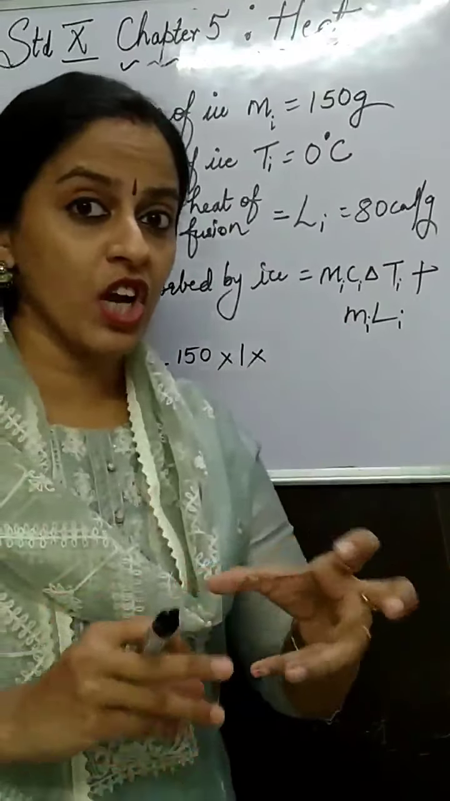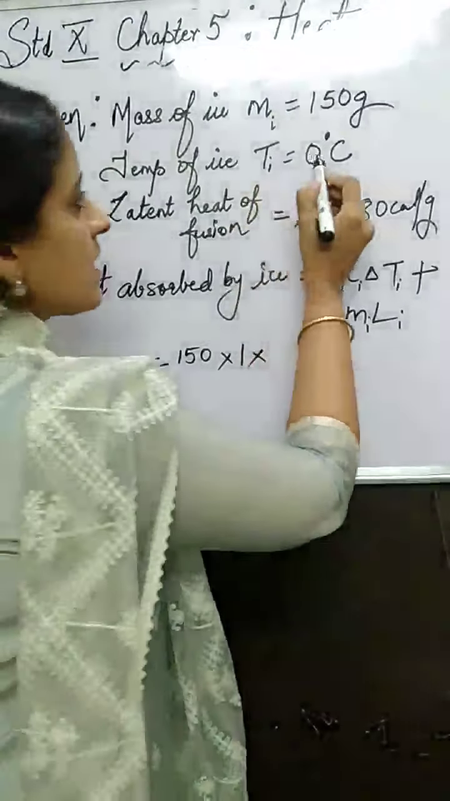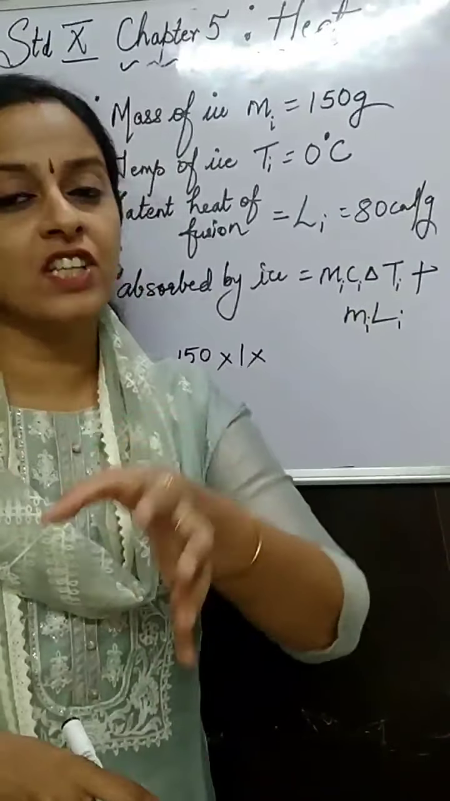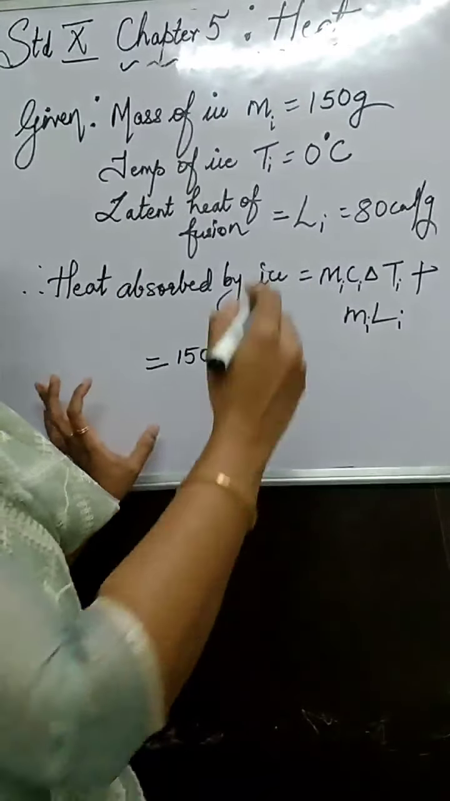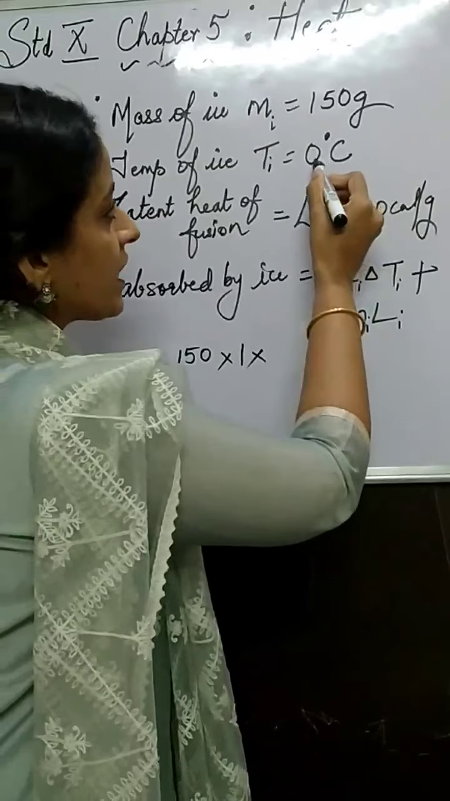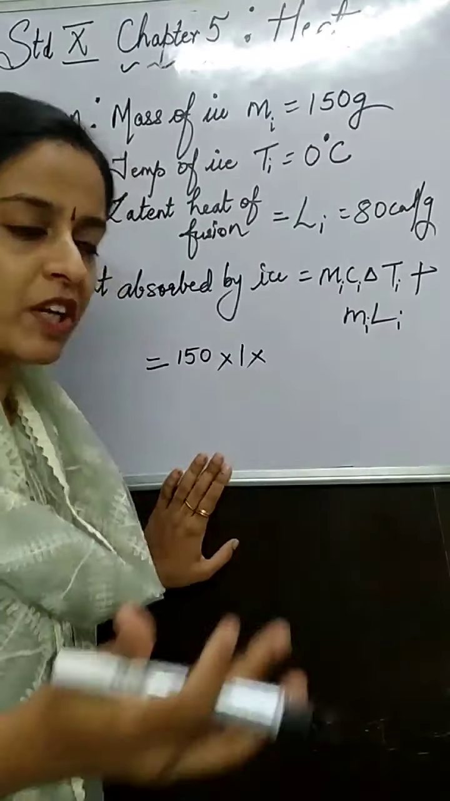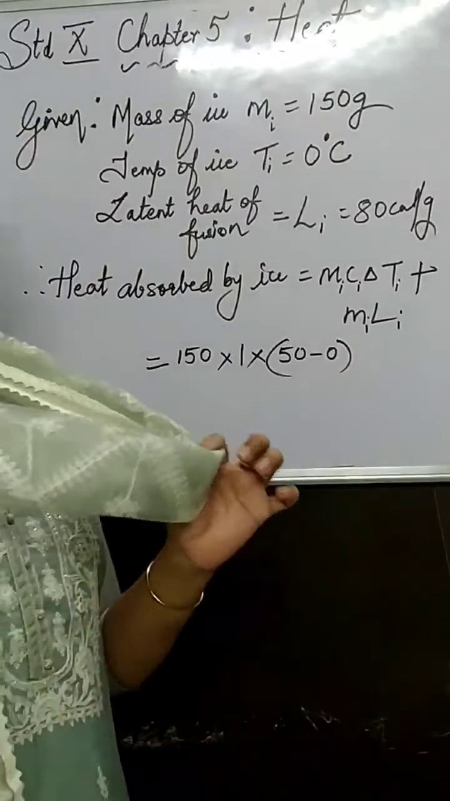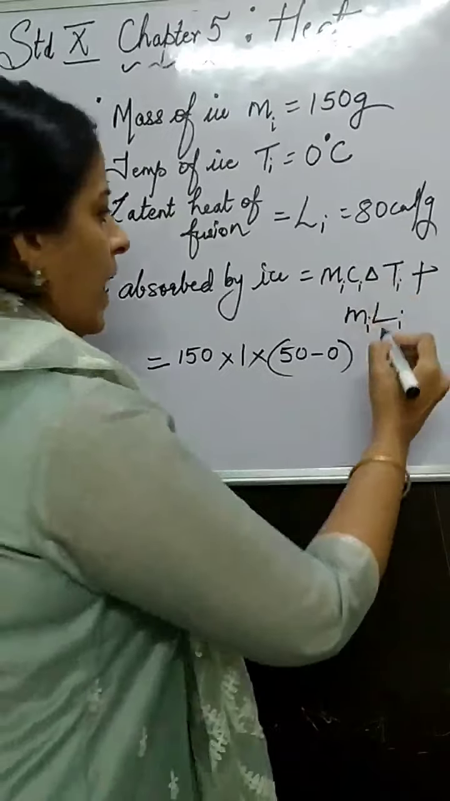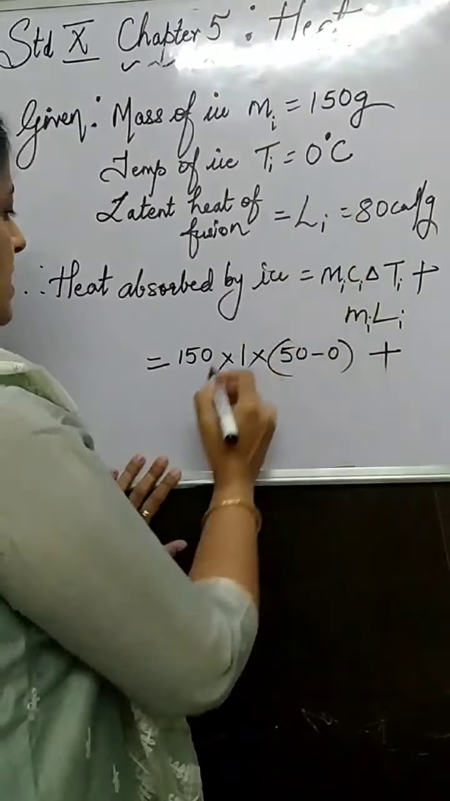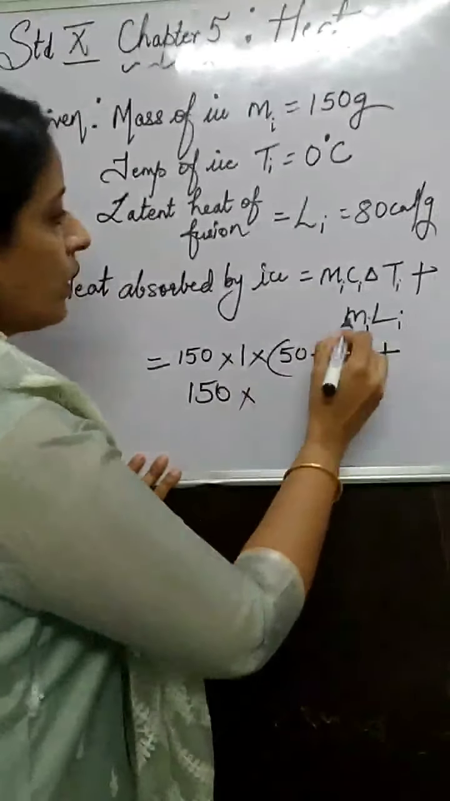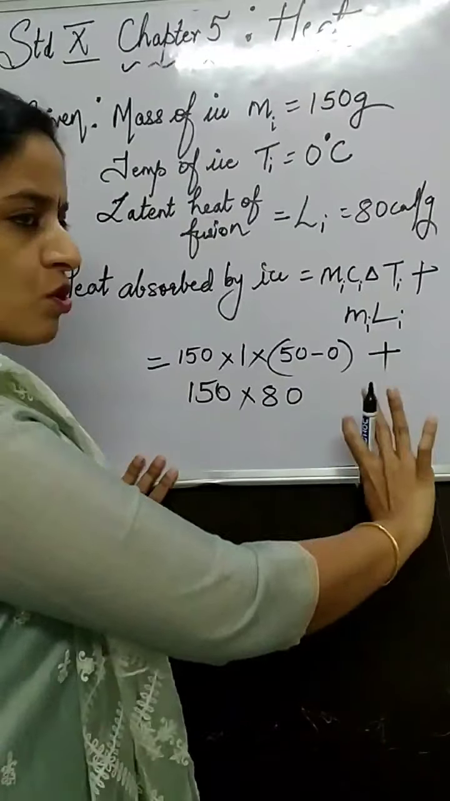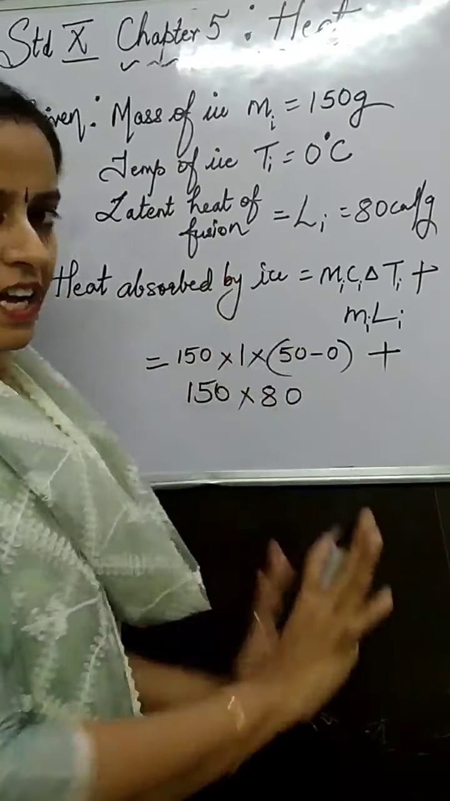Now delta T, what is the change in temperature that we want? Ice is at 0 degrees Celsius. We want the ice to melt and reach 50 degrees Celsius. Okay, so bigger number minus smaller number. Initially it is 0. We want it to reach 50 degrees Celsius. So you will write 50 minus 0 in place of delta T. Understanding? Plus, okay, mass of ice again 150 into latent heat of fusion of ice is 80. Okay, this you keep as it is. This is all regarding ice.